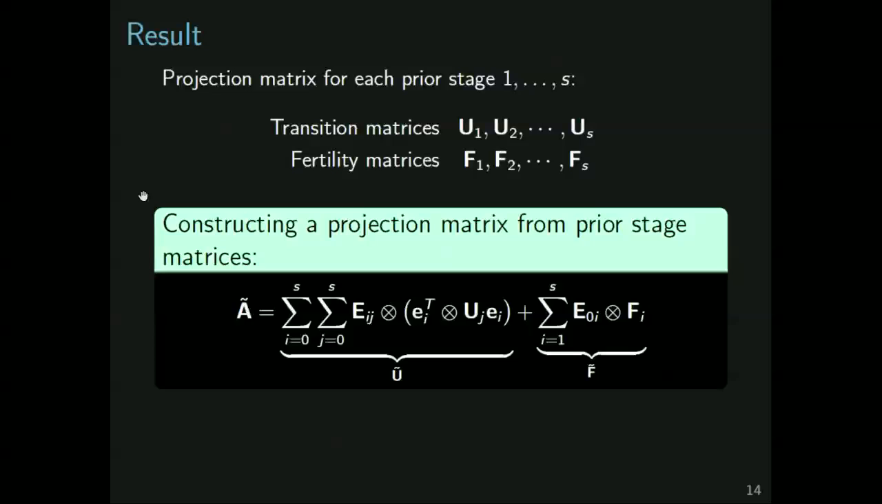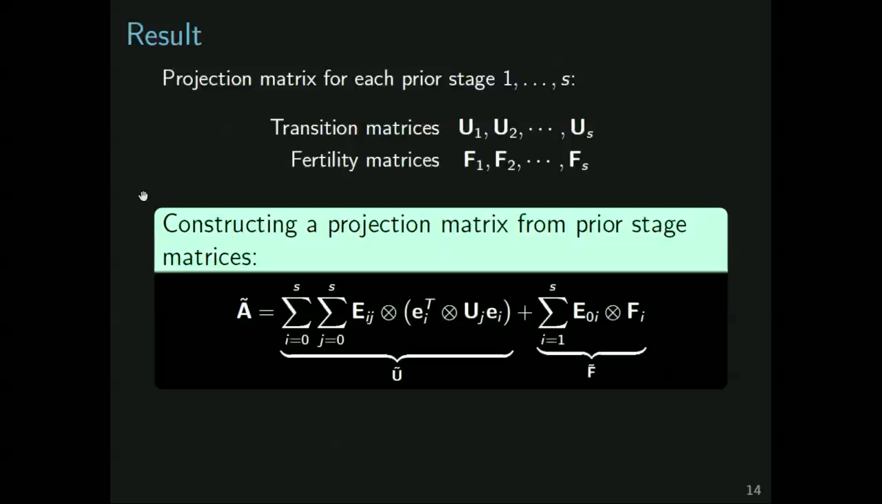So this is the formula that we came up with. The first part is the U tilde, the transition matrices. The second part is fertility. And so it's a linear combination of those prior condition dependent matrices. And they're put together in such a way that when we project an individual into its future state, we keep track of where it came from. So it's just fancy bookkeeping, basically.